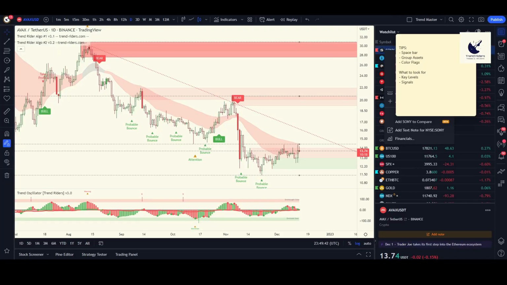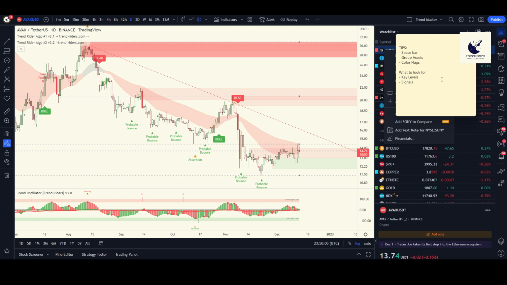Hello riders, in this tutorial live session I'm going to show you what my day-to-day looks like when I open TradingView and check my assets, my stocks, and my crypto. So how do I navigate through multiple coins as fast as possible? This is what this tutorial is about.